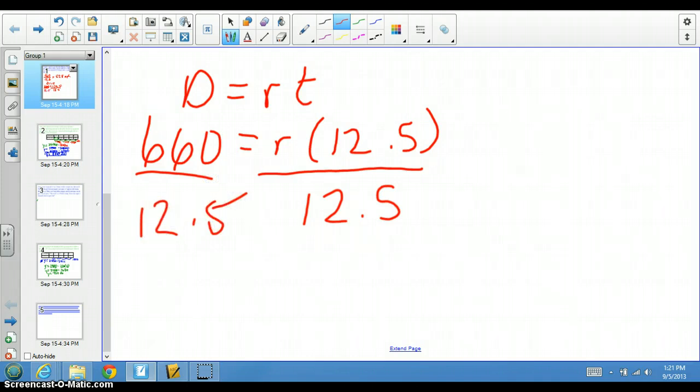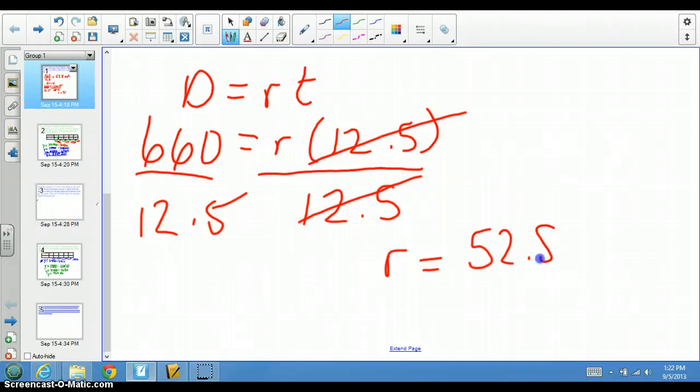Okay, really we're doing the same thing. You can see the R is all by itself, so now we can find our rate to be 52.8 miles per hour. So if you need a formula, we can use that distance equals rate times time formula.